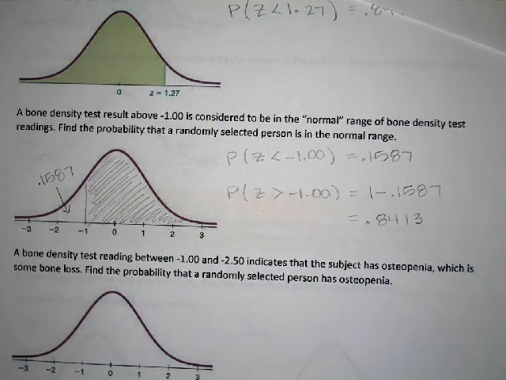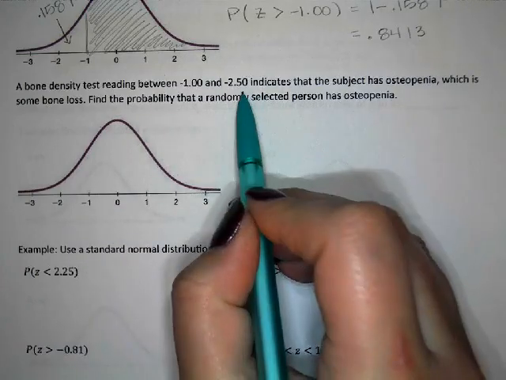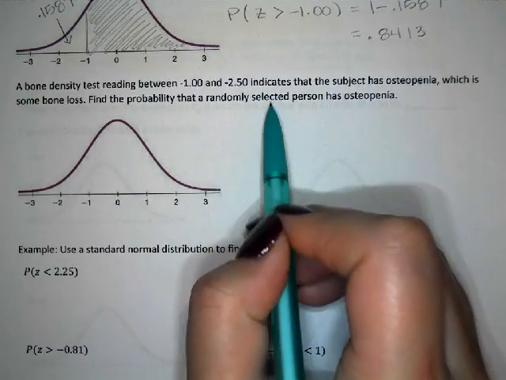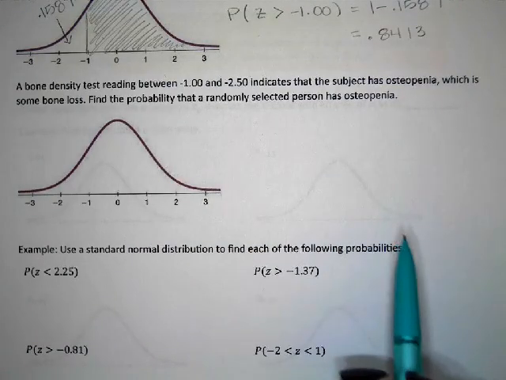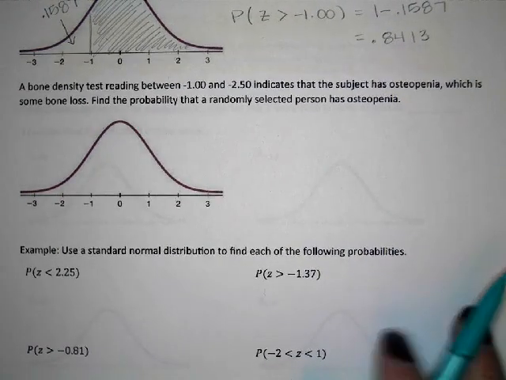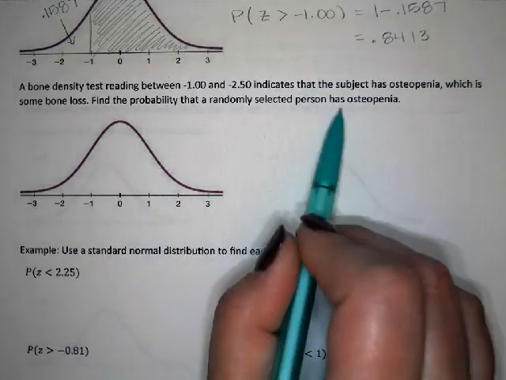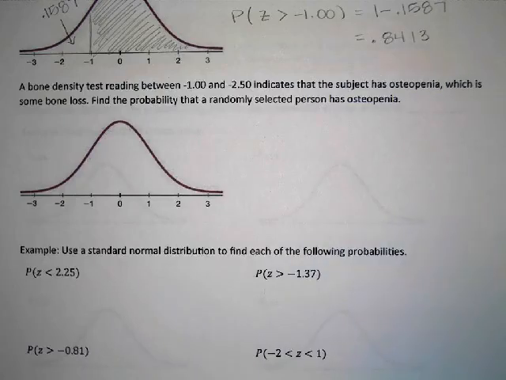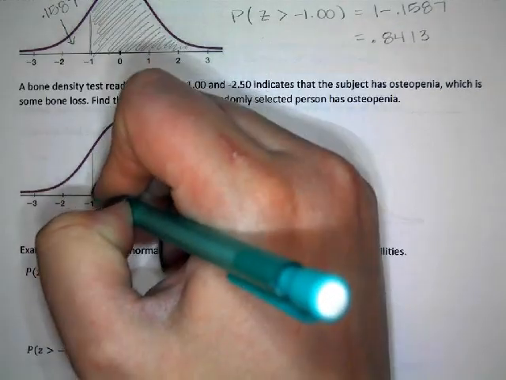Okay, the next one says, a bone density test reading between -1 and -2.50 indicates that the subject has osteopenia. I have no idea if that's how you pronounce it, so somebody correct me if I'm wrong, which is some bone loss. Find the probability that a randomly selected person has osteopenia. So -1 to -2.5 is right in there.